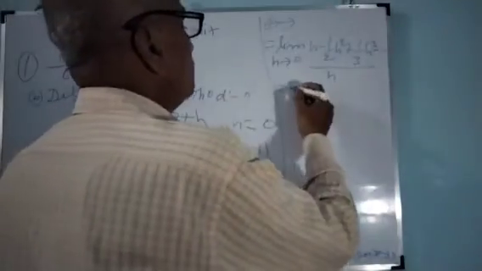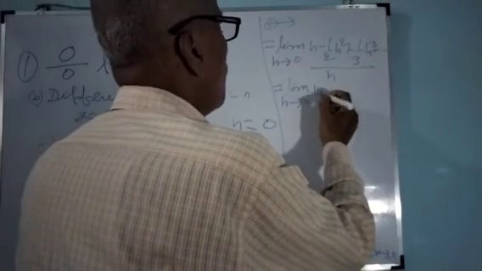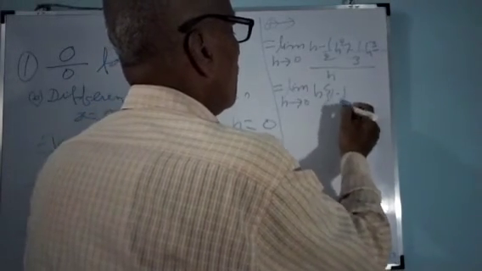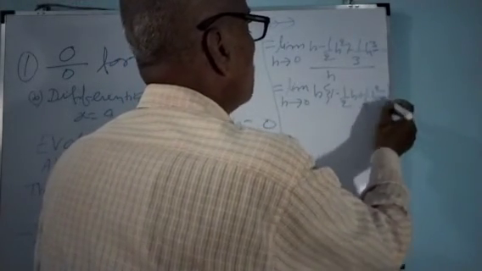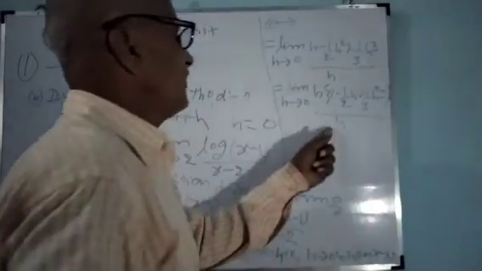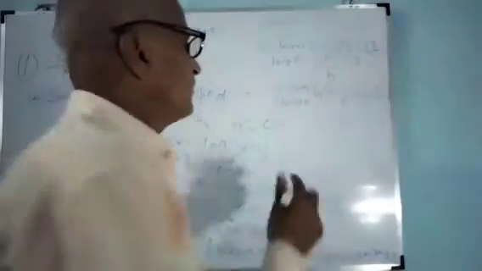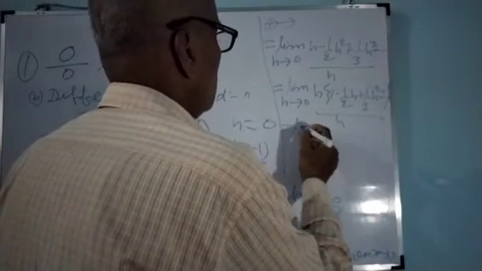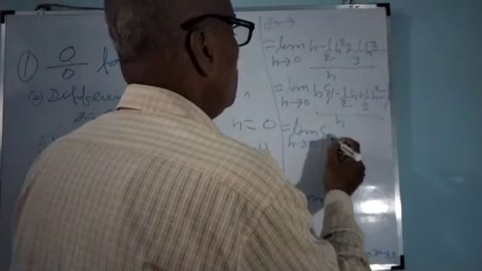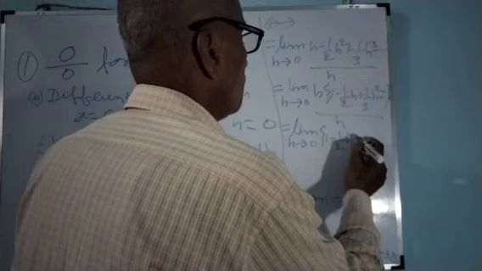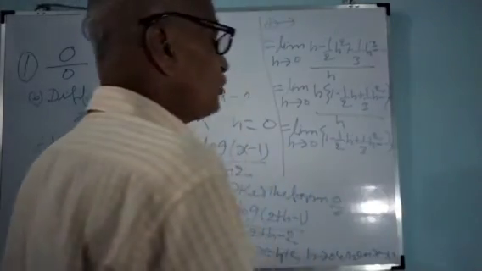Now we take h common. Limit h tends to 0 of h times (1 minus half h plus 1 by 3 h square minus and so on) by h. Here h is the common factor between numerator and denominator. We remove it. Limit h tends to 0 of 1 minus half h plus 1 by 3 h square minus and so on.